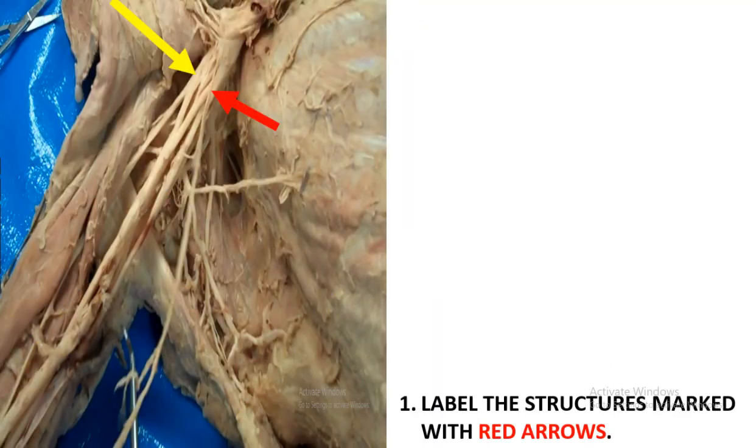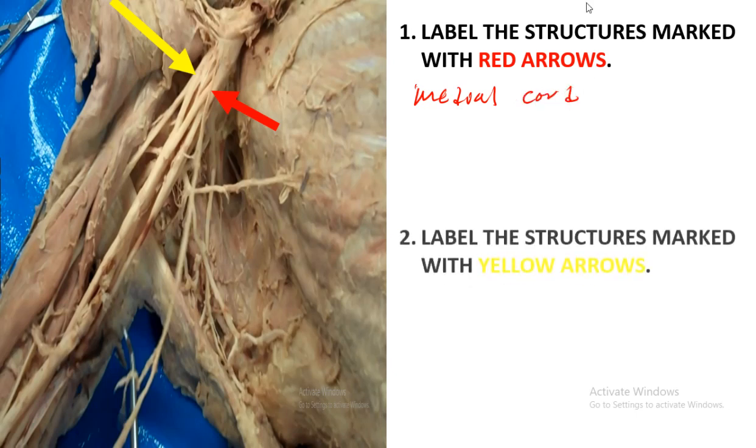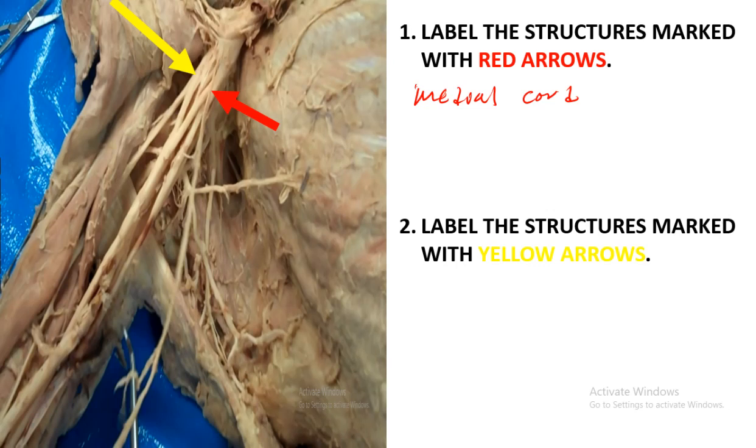For this question, we have been asked to label the structure marked with the red arrow. The structure marked with the red arrow is the medial cord. Then the next question is, label the structure marked with the yellow arrow. The structure which has been marked with the yellow arrow is called the lateral cord.